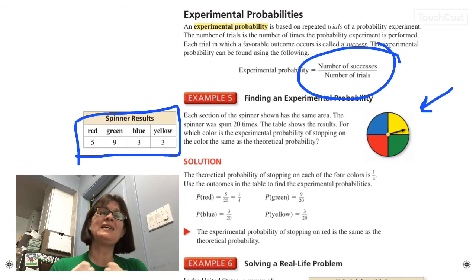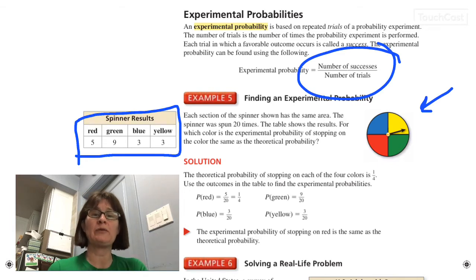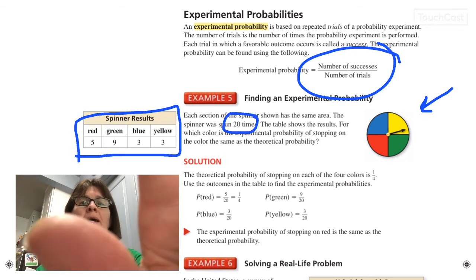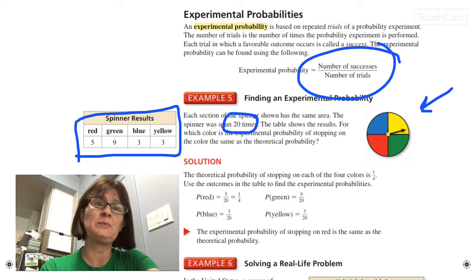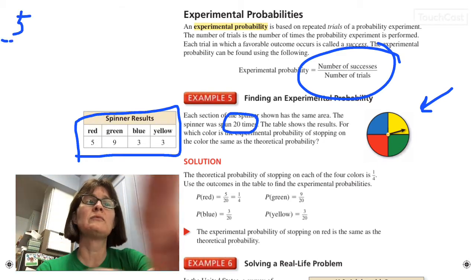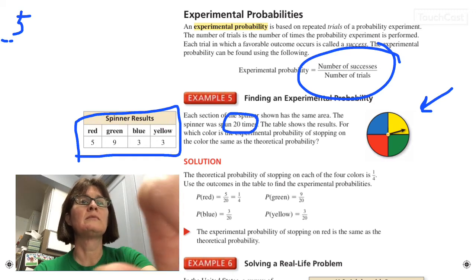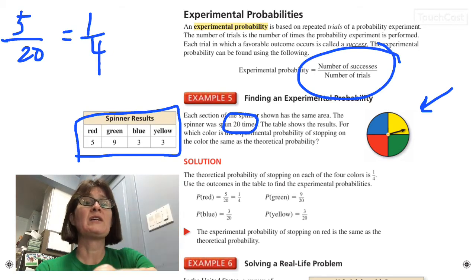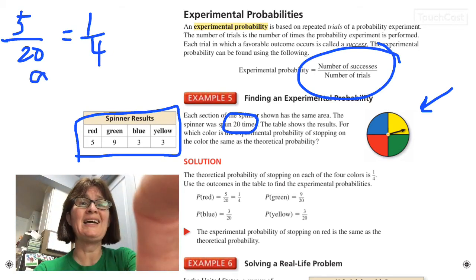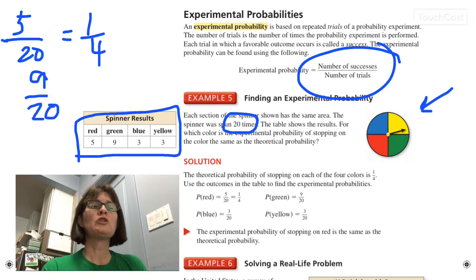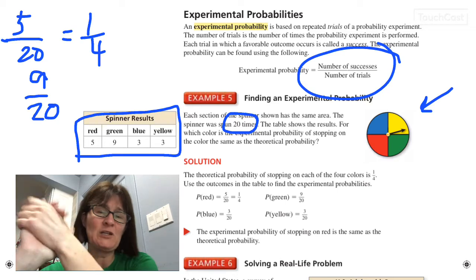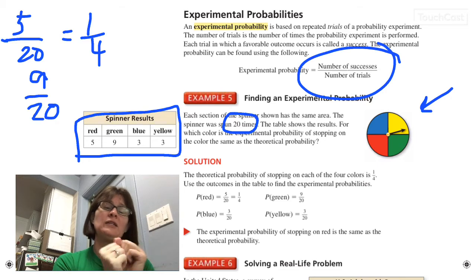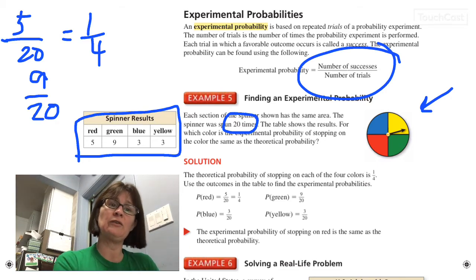So can you say, what is the experimental probability of spinning red? Well, I had 20 times that I spun the spinner and 5 are red. So the experimental probability for spinning red was 5 out of 20, which does happen to equal 1/4. But the experimental probability for spinning green was 9 out of 20. So just know that even if you had an expectation going in, if you have data that says otherwise and you're asked to give the experimental probability, you need to report that ratio using the data you actually have.